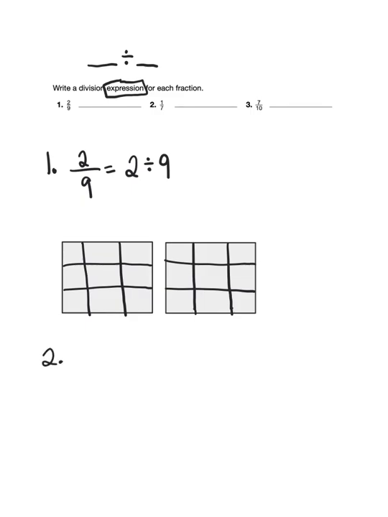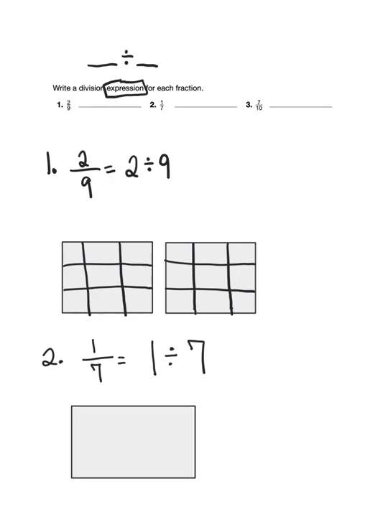For number 2, we're going to take the fraction 1/7 and convert it into a division expression. So we'll have 1 whole divided into 7 equal pieces. If we wanted to show that with a visual representation, we would just show our 1 whole, and then we would go ahead and divide it into 7 equal pieces. 1, 2, 3, 4, 5, 6, 7. There we go. Now let's look at number 3. You're going to take the fraction 7/10 and show that as a division expression. So you guys do that one on your own.